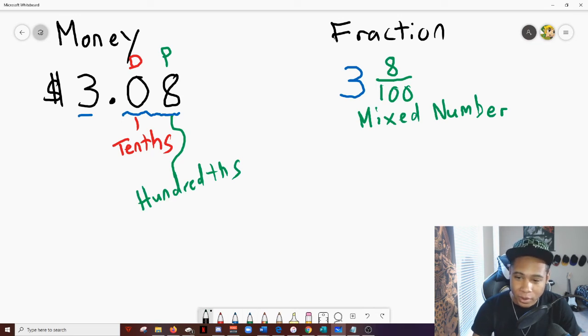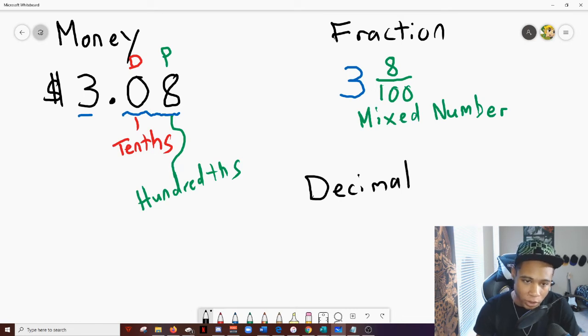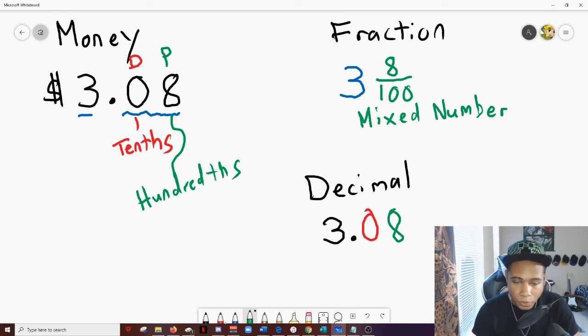Finally, for a decimal, I want to represent $3.08 as a decimal. It's quite simple. 3 is your whole number, so you have the whole number of 3 in the ones place, and then you have 0 in the tenths place and 8 in the hundredths place. So it's 3 and 8 hundredths as a decimal.